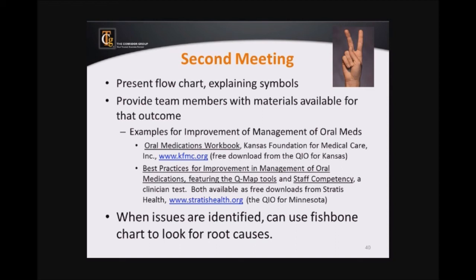Some examples of the materials already available are the Oral Medication Workbook, which is a free download from the QIO for Kansas, and Best Practices for Improvement in the Management of Oral Medications, featuring QMAP tools and a staff competency clinician test. And those are free downloads from Stratus Health, which is the QIO for Minnesota. The team leader should do a search and select several resources from QIOs or other sources and have copies available prior to the meeting. Using the resources along with team ideas, start a brainstorm session.